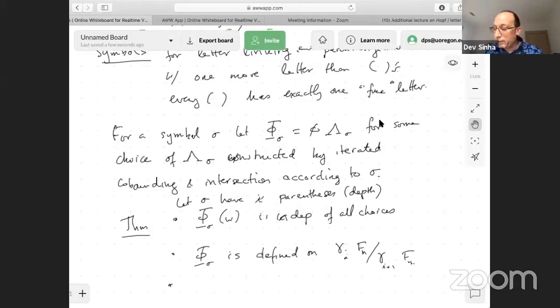And then the collection of these phi I or phi sigma span the homomorphisms from this subquotient, and all of these together, again, form a Lie algebra, span the homomorphisms into Q.